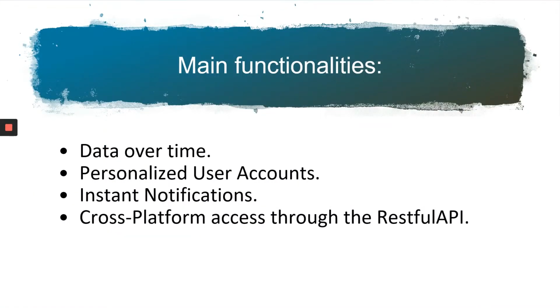Some of the main features of our system include data over time. Data over time will provide not only current data, but it will allow users to store old data as well, to facilitate statistical analysis. Personalized user accounts: user accounts for security and personalization, since multiple tenants may need to have different privileges to data. Instant notifications: with the user account, personalized instant notifications can also be provided.